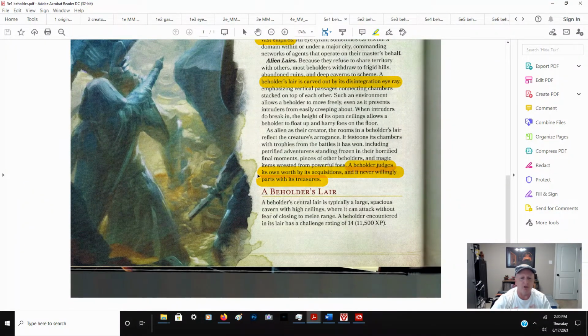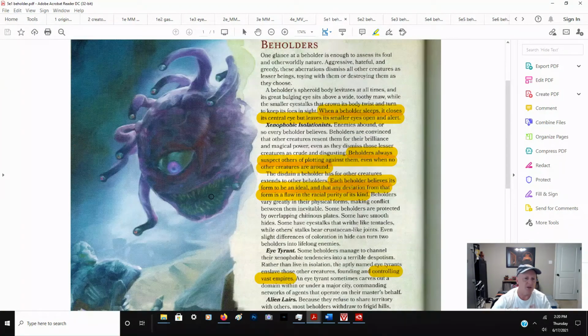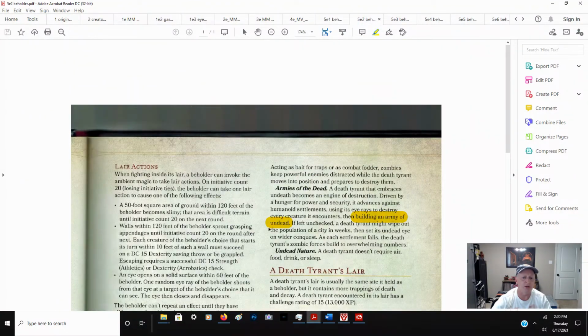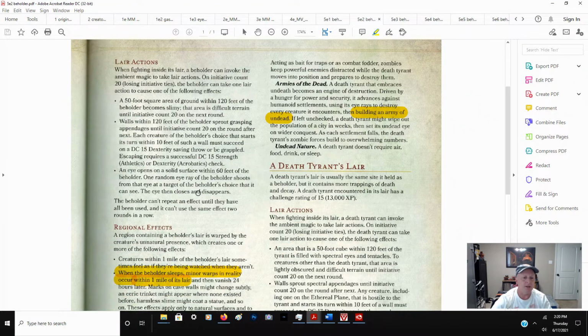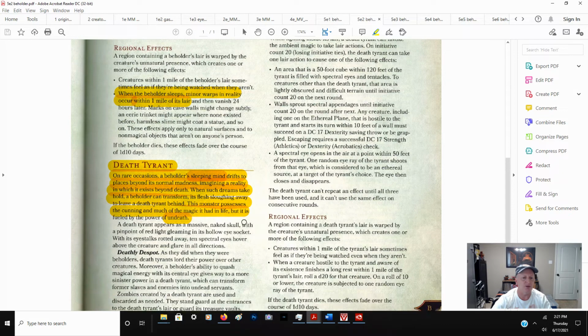The beholder judges its own worth by its acquisitions, and it never willingly parts with its treasures right there. So that's a strong one. They're going to want to collect gold just as much as any creature, magic, any other item, whatever it may be, and they're not going to want to turn loose of it for any reason. So there's the lair actions right there, some interesting little effects when they're at their little home base. And here they talk about more of the regional effects. When the beholder sleeps, minor warps in reality occur within 1 mile of its lair. That's a long distance right there.